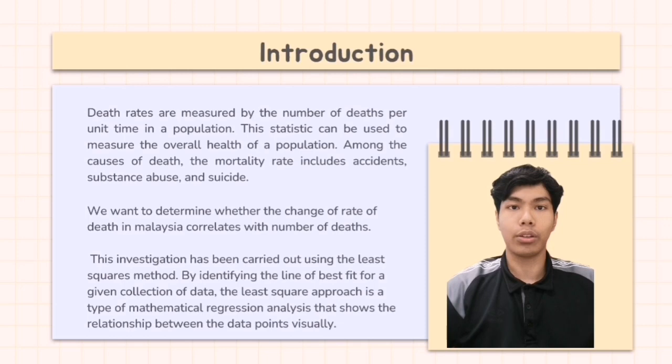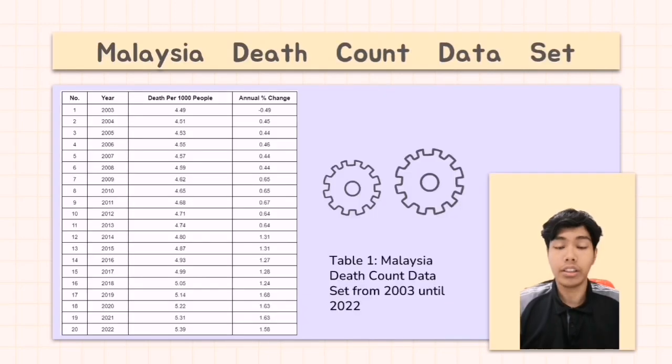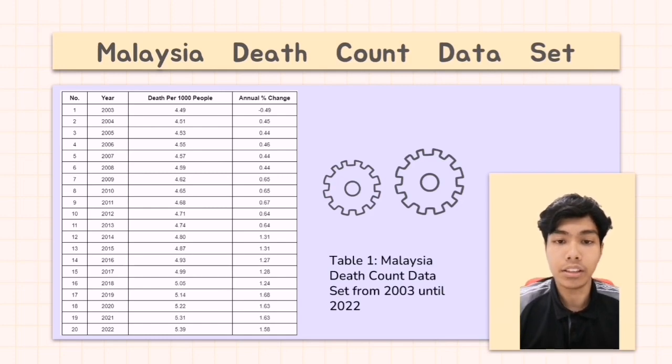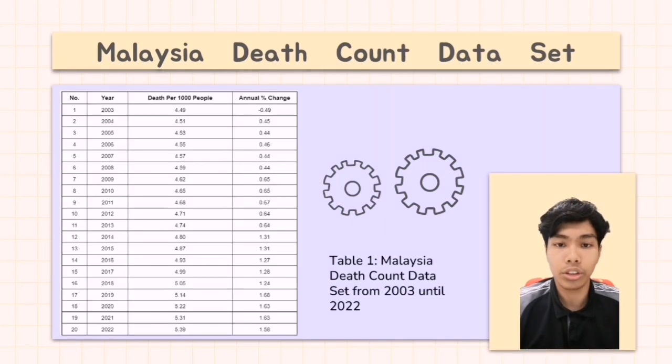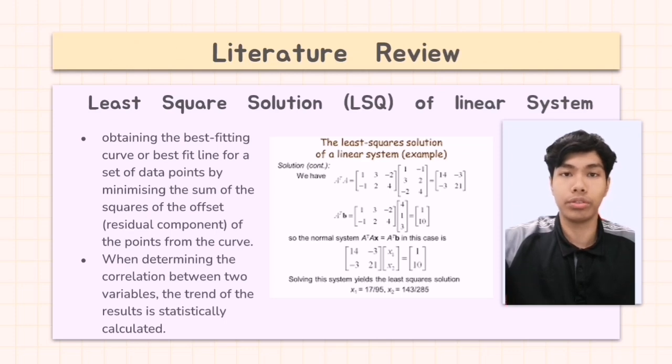So we want to investigate whether the change of rate of death in Malaysia correlates with the number of deaths using the least square method. By using this method, we can identify the best fit line for a given collection of data. It is a type of mathematical regression analysis that shows the relationship between the data points visually. The table beside me is the data set of the Malaysia death count from year 2003 until 2022.